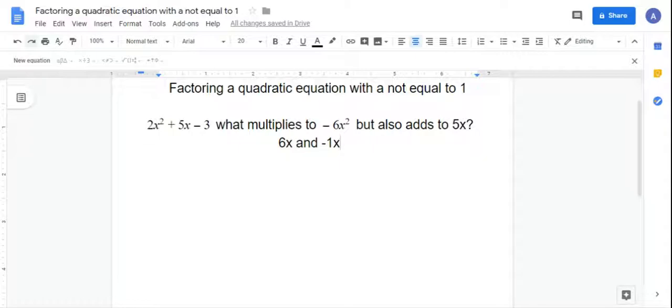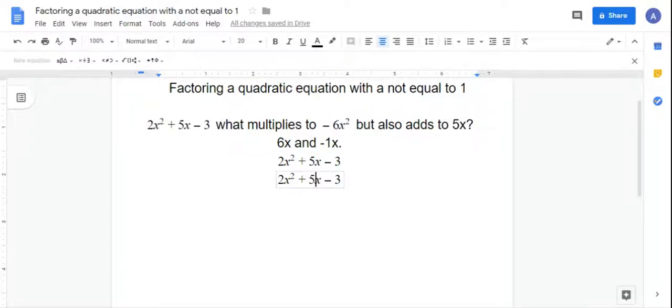So here's my equation again, 2x squared plus 5x minus 3. Then we're going to take our two factors and rewrite the equation one more time. This time I'm going to take my middle term, my linear term, the 5x, and split that up into the two factors. My two factors are 6x and negative x. Now I haven't really altered anything. All I've done is separate the 5x. If I combine my like terms here, you see that they produce a 5x.